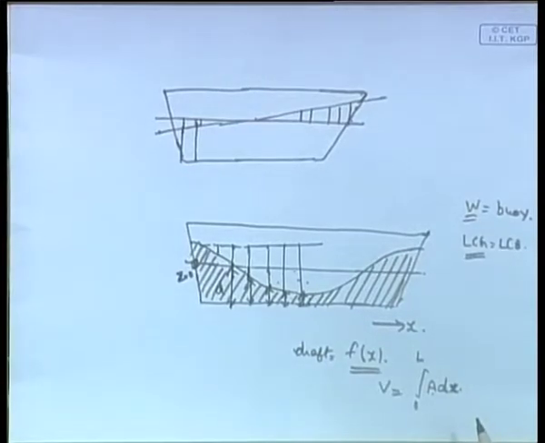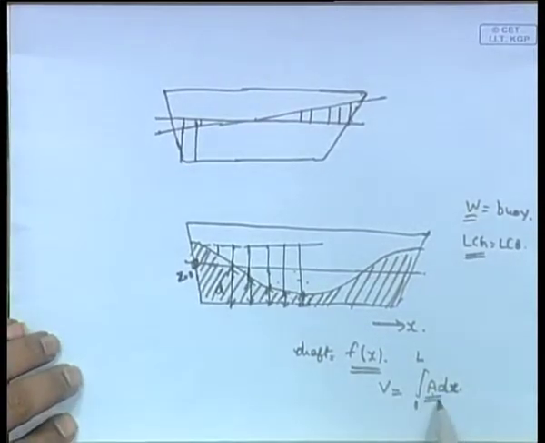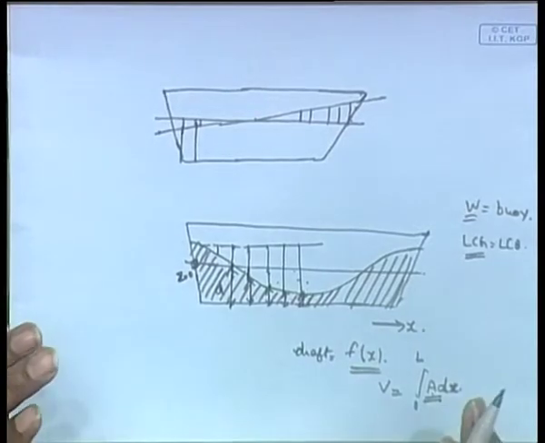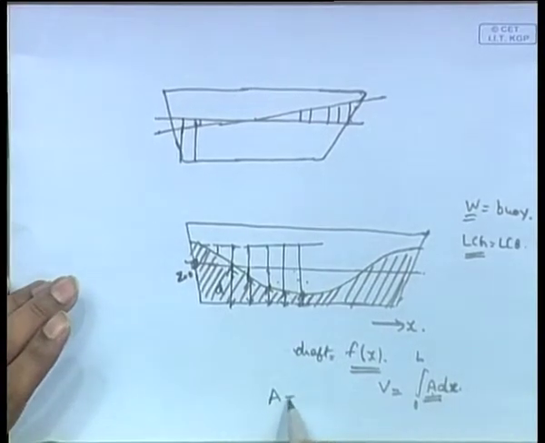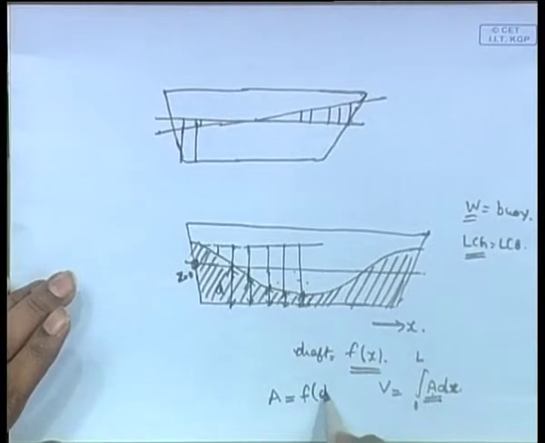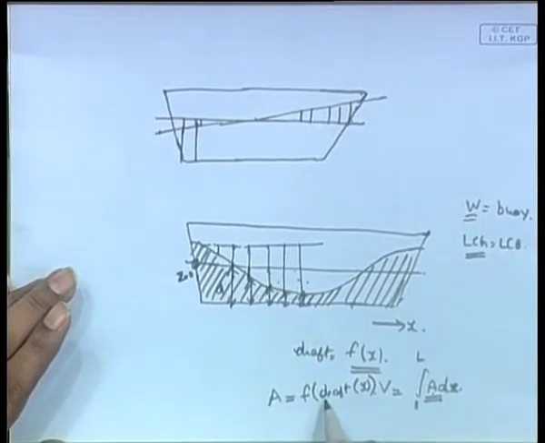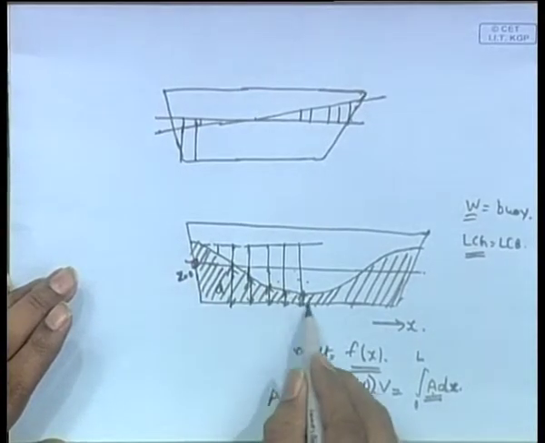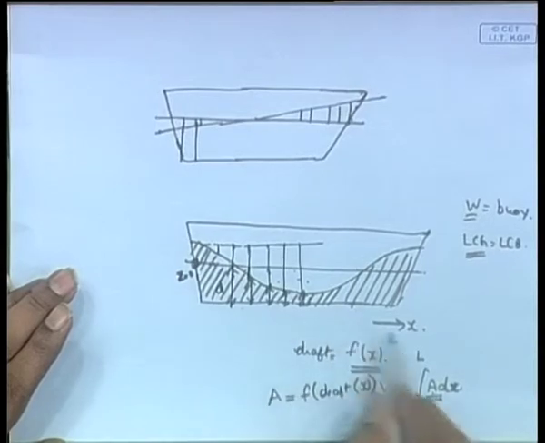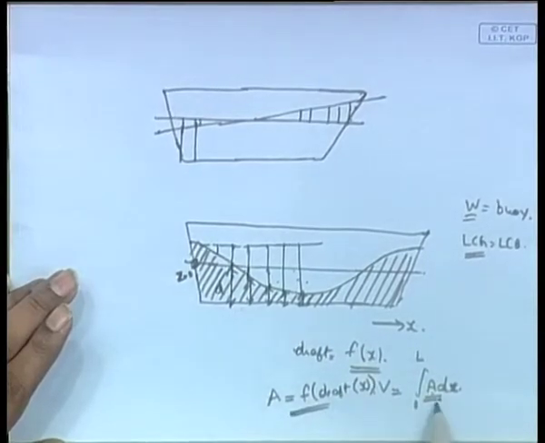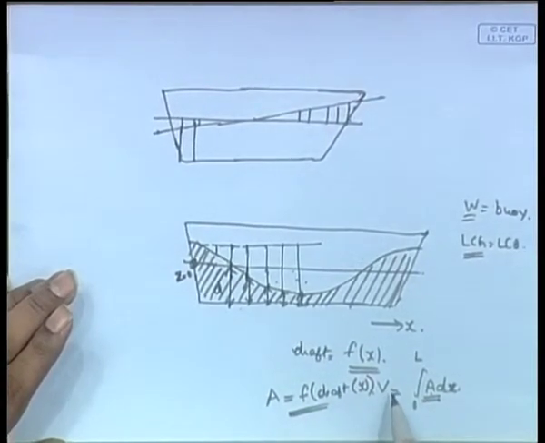So, this again comes down to finding the sectional area A, which is a function of draft, which itself is a function of x. The area is a function of the draft at each point, which itself varies with x, and therefore you calculate this A, and you calculate the total volume of the ship.